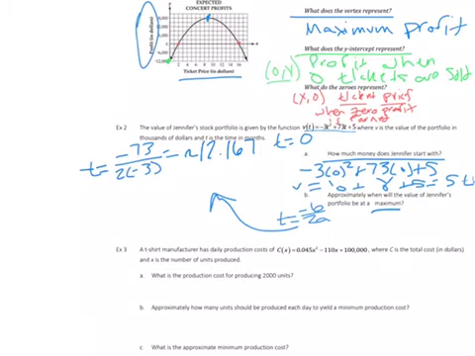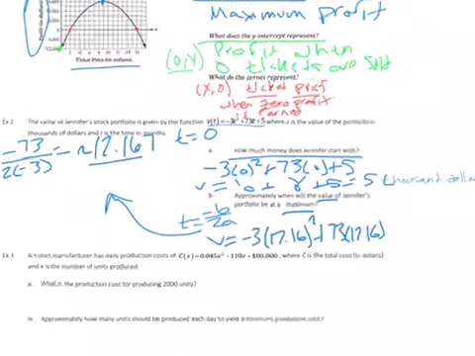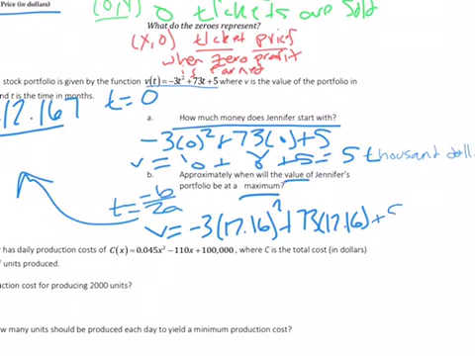That means about a year, about 12.167 months have passed by. Again, we're not done yet, because we need to find the value of Jennifer's portfolio, not just how long has passed. So let's take the number we just found and plug that into our equation up here, and then we'll see what our value is. The value is going to equal negative 3 times 12.16 squared plus 73 times 12.16, plus 5. Remember, this is represented in thousands.